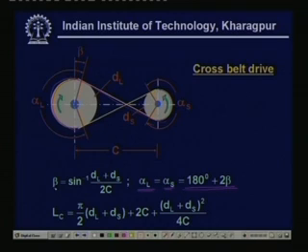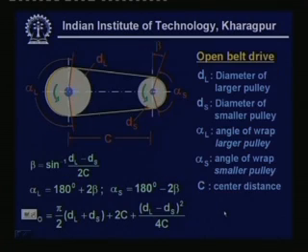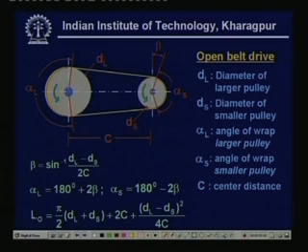And here you can see the beta angle, which was defined earlier, has got a little difference, which can also be seen from this geometry, which comes out to be sine inverse of (dl plus ds) by 2c. So, if we compare once again the expression of the open belt drive, then you can see that this is the length of the belt in the open drive. There is a difference in plus and minus, and you can see the angle of wrap is a little different from what we have seen for the cross belt drive.